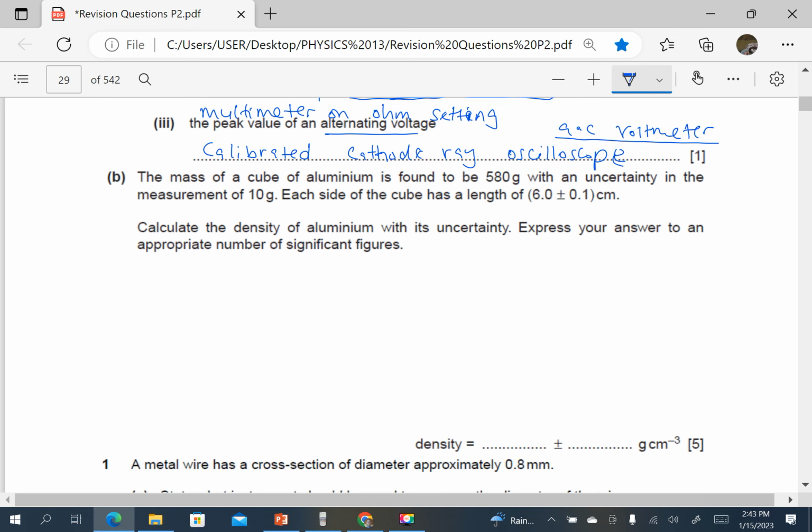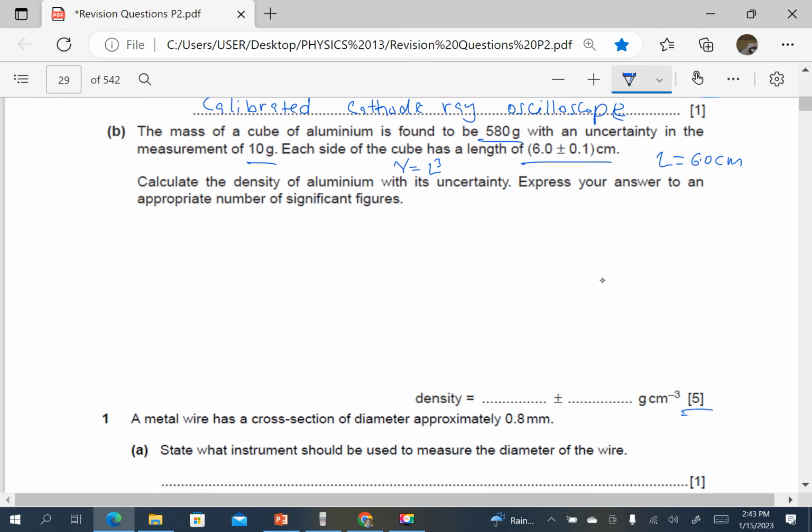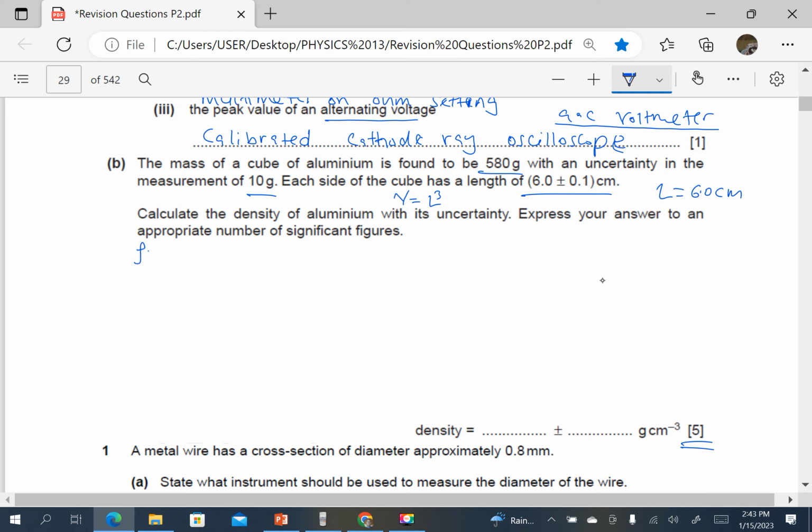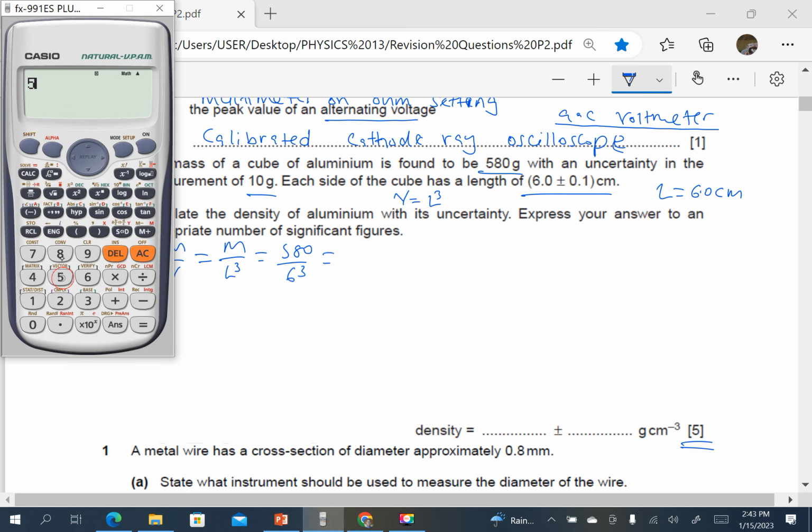The mass of a cube of aluminium is found to be 580 grams with an uncertainty of 10 grams. Each side of the cube has length, I'll use L for side, which is 6.0 centimeters. But you know it is a cube, so it means the volume is going to be side times side times side, which is L cubed. Calculate the density with its uncertainty. Express your answer to an appropriate number of significant figures, and it is 5 marks. That is very easy. Density is equal to mass over volume, which is going to be mass over L cubed. And this is going to be 580 divided by 6 cubed.